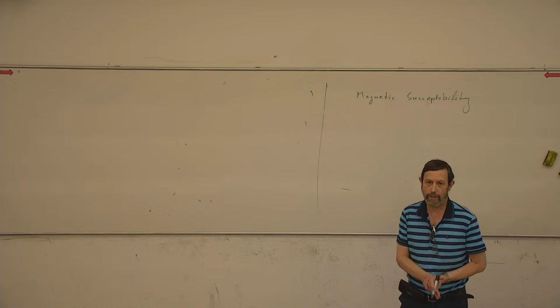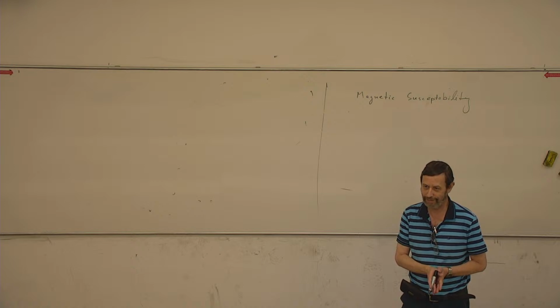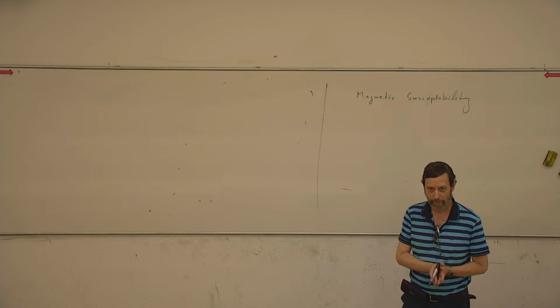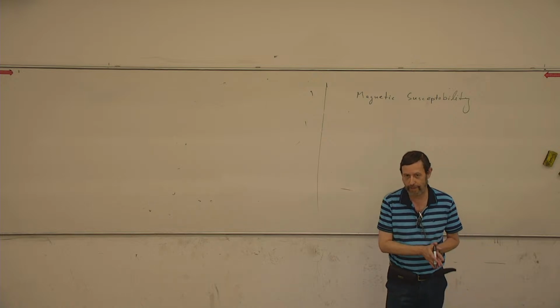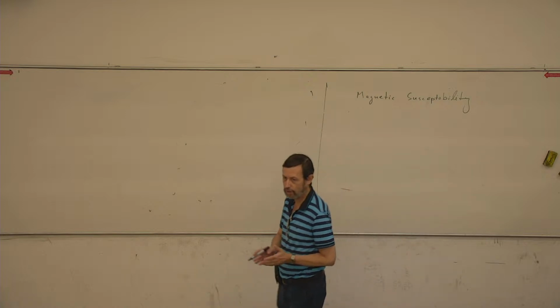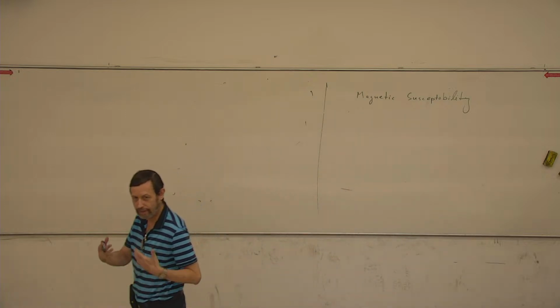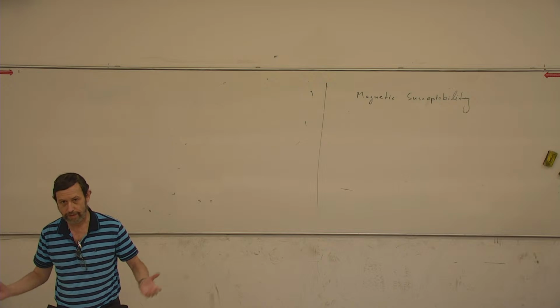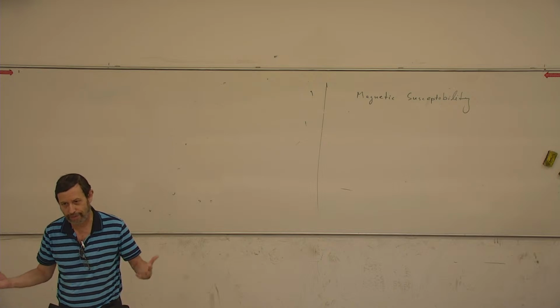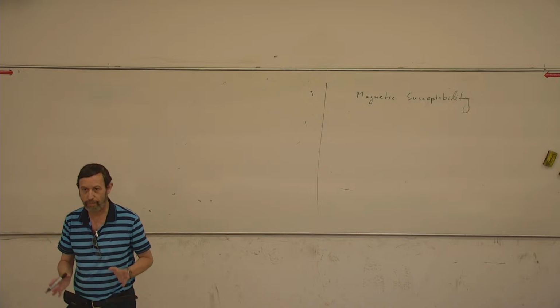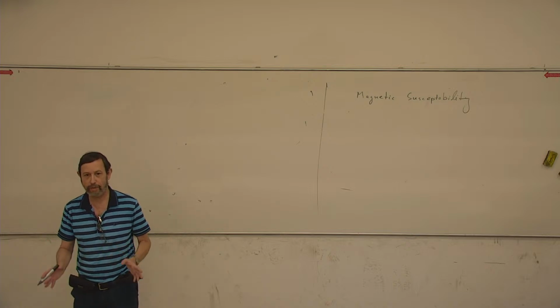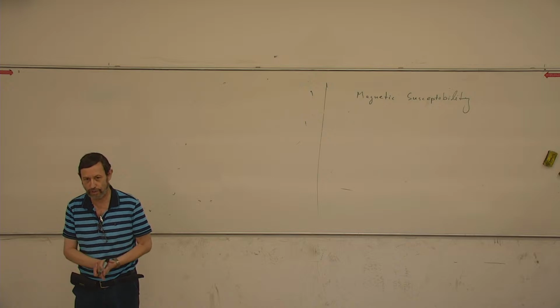And usually, when I kick the material, I don't kick it too hard. I put in a small magnetic field, a small electric field. That is the basic response that I'm looking for. It could be that a higher field will be more interesting, but unless I specify otherwise, when I say susceptibility, that's in the limit where the applied field goes to 0.